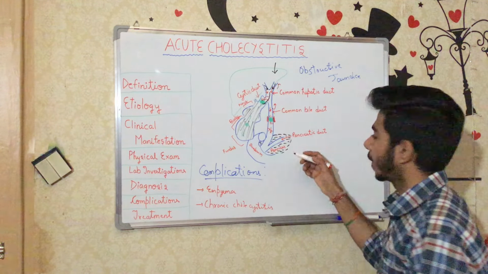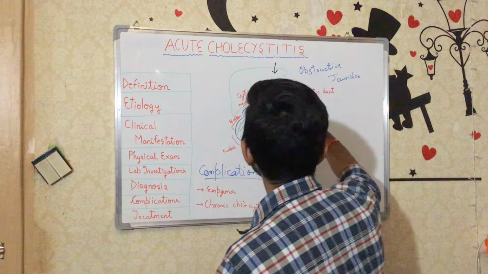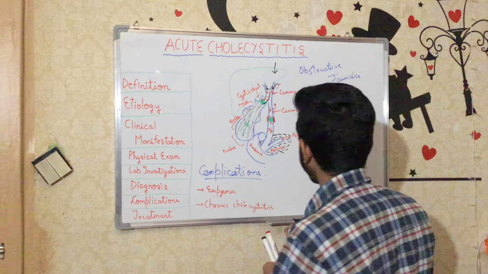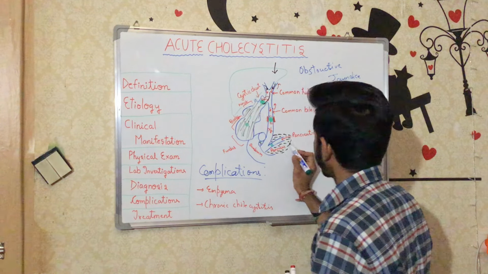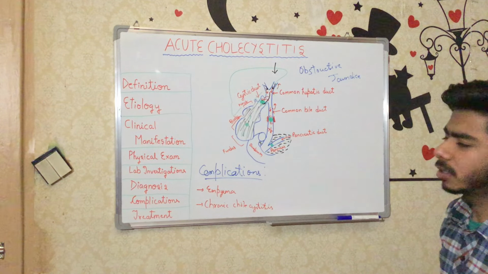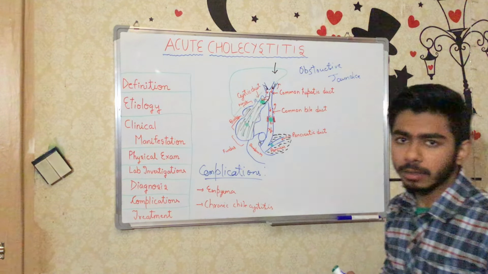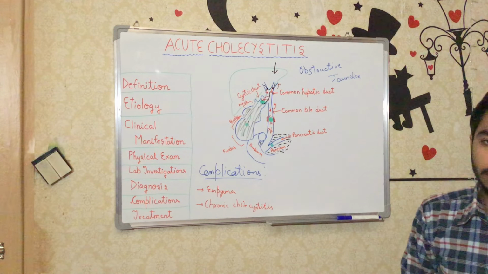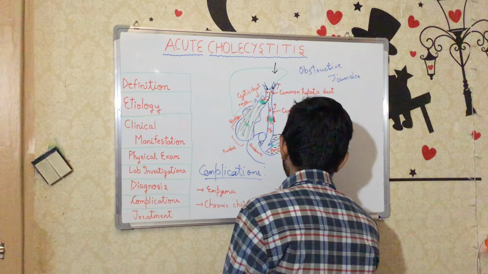Now, it can also cause pancreatitis. How? If the gallstones come over here and obstruct the pancreatic duct. Here is the pancreas, I have drawn it in black. Here is the pancreatic duct. So if it obstructs the pancreatic duct, what will happen? It will obstruct the passage of the pancreatic secretions, so it would cause pancreatitis. So this is also one of the complications. Pancreatitis.